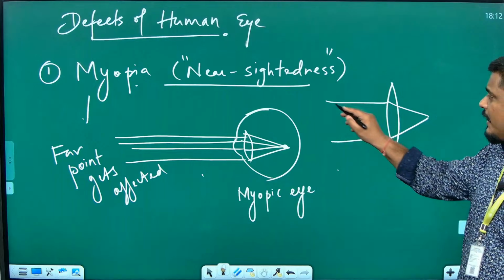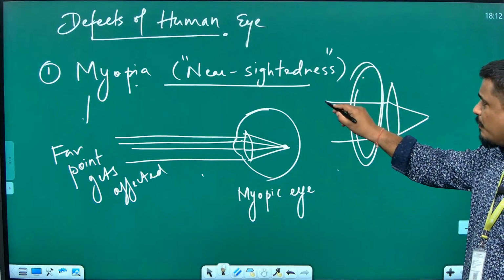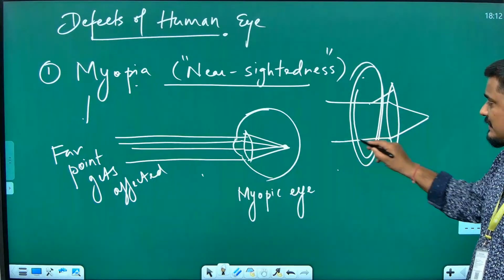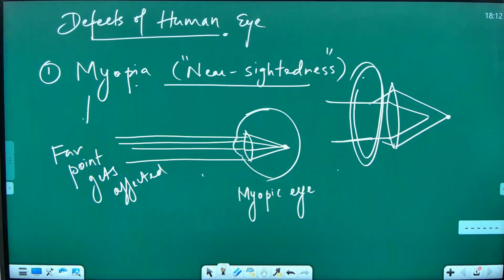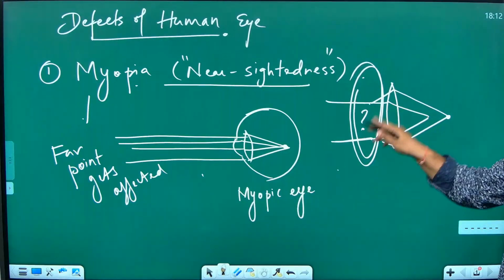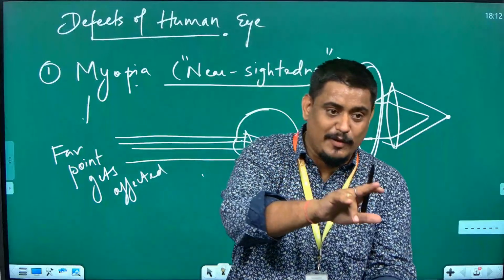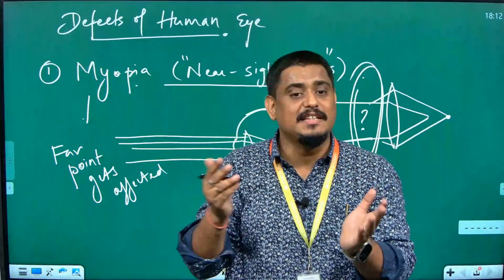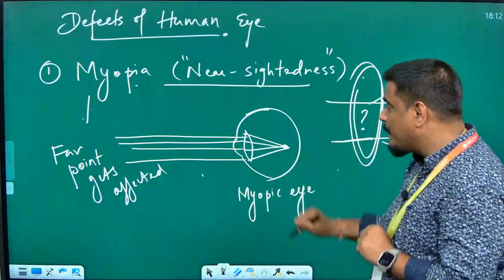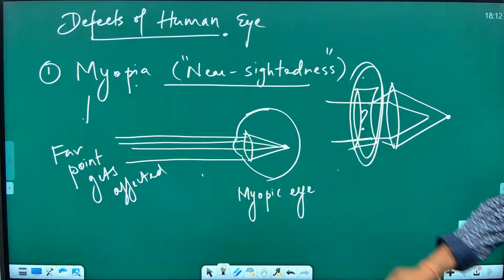For that, if I keep something here which makes these rays get diverged like this, then when it converges, it will converge on the retina itself. So, I want to keep here something which should diverge the light coming. You know very well there are two lenses, one is concave, one is convex. Convex lens is converging lens, concave lens is diverging lens. So, if I am keeping a concave lens here, then my purpose will be solved, isn't it?